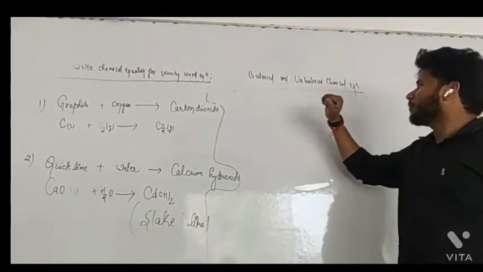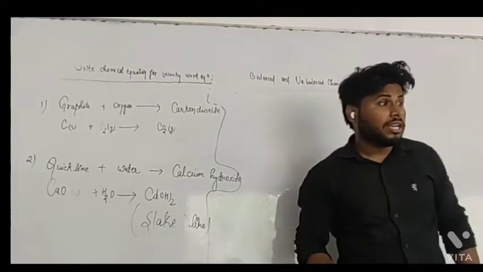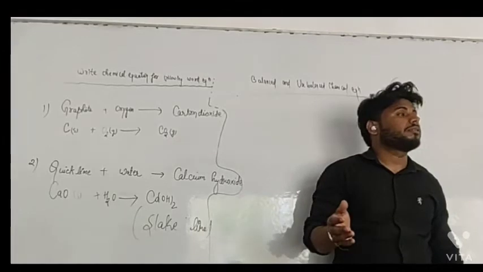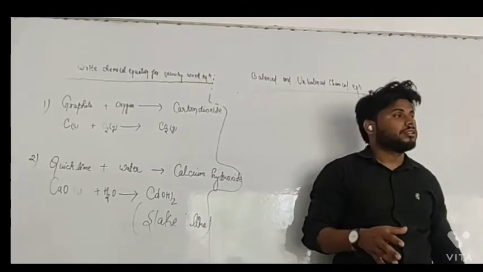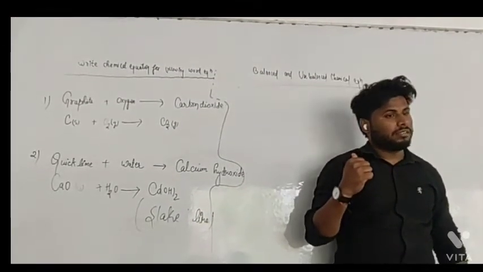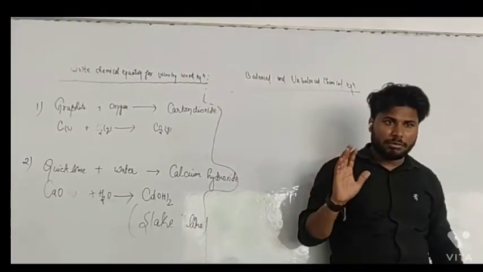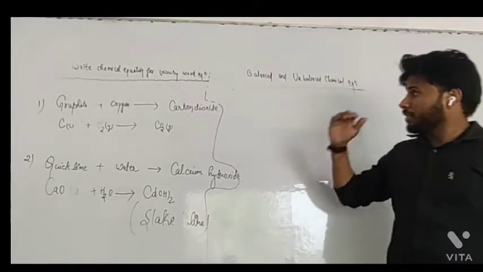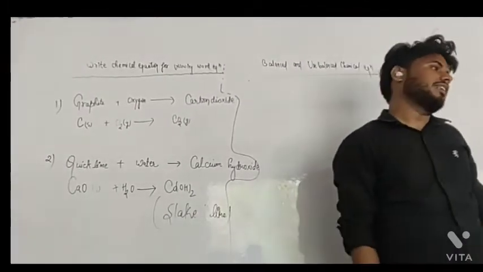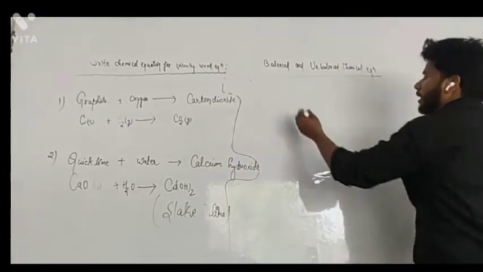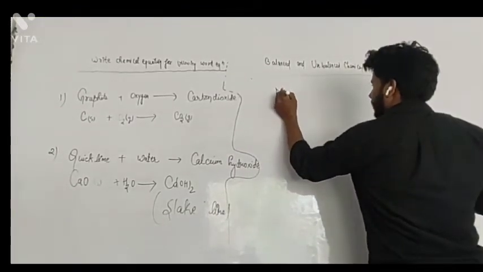Now, what is the meaning of a balanced chemical equation? If the number of atoms on the reactant side is equal to the number of atoms on the product side, we can say the equation is a balanced chemical equation. That means if the number of atoms in the reactant side is equal to the number of atoms in the product side, the reaction is balanced.